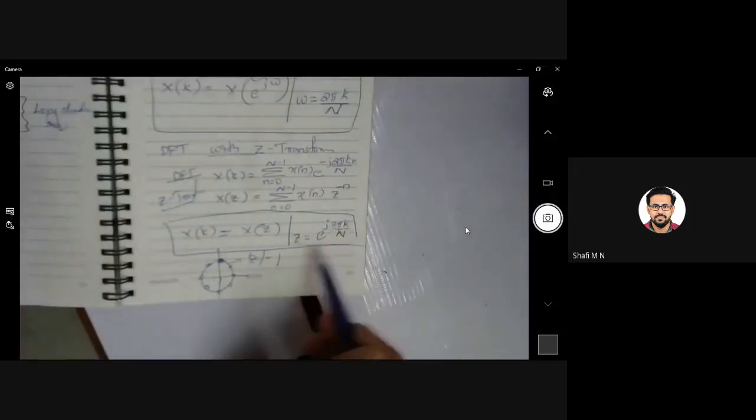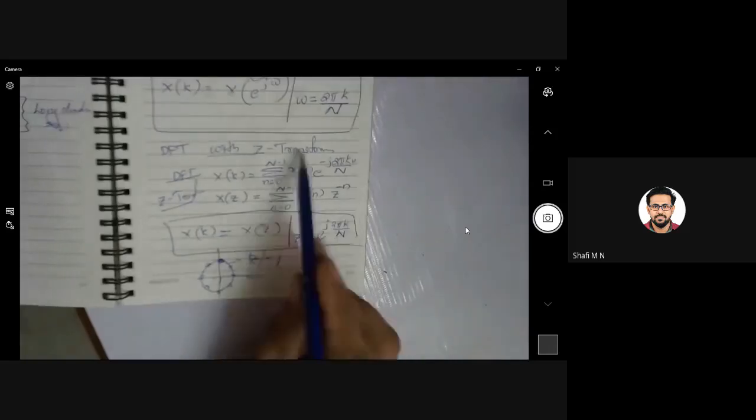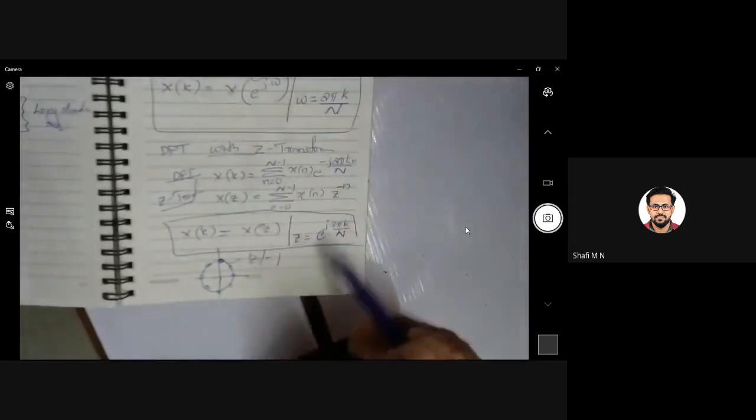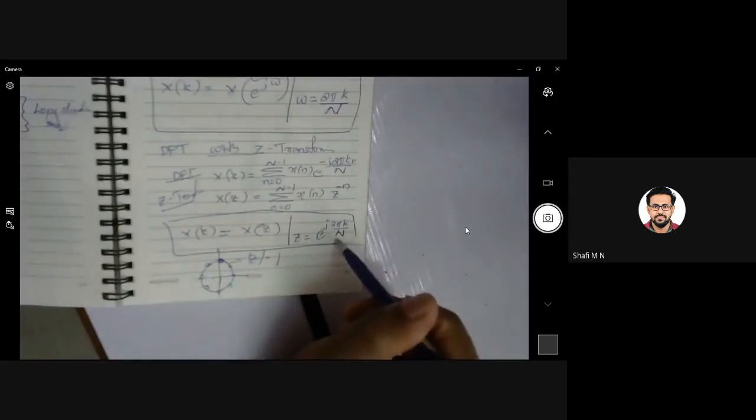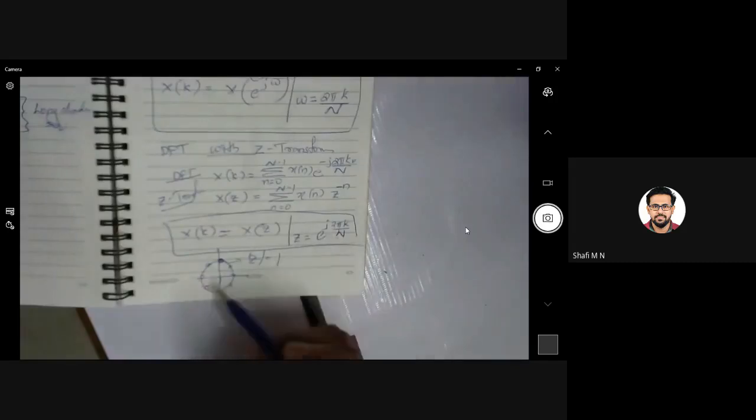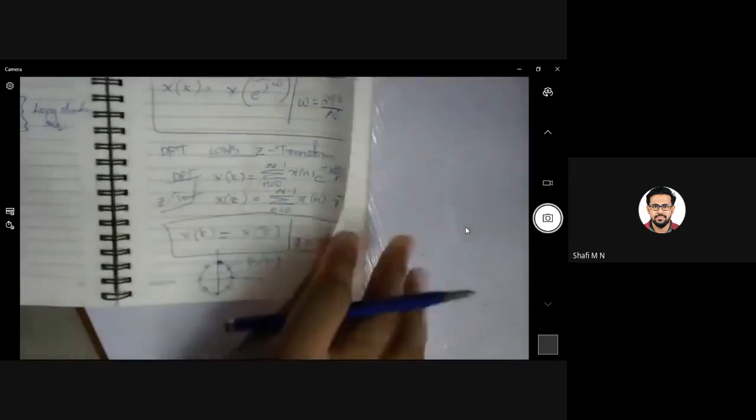You have to sample the Z circle, that's it. Here you have to sample the frequency axis, here you have to sample the Z circle. So this N is the total number of samples that you are going to choose. If you are asked to sample your Z circle with 8 points, it will be like this. Got it? Let's do that mathematically.